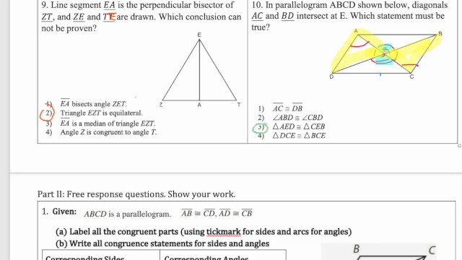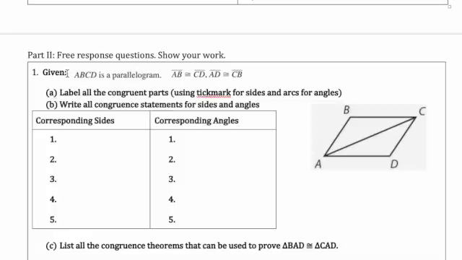Here and here, and we know we have alternate interior angles here and here. And we know this side is congruent to this side because it's a parallelogram. Okay, and opposite sides are congruent. All right, given: ABCD is a parallelogram. AB is congruent to CD, AD is congruent to CB. Label all congruent parts using tick marks for sides and arcs for angles.